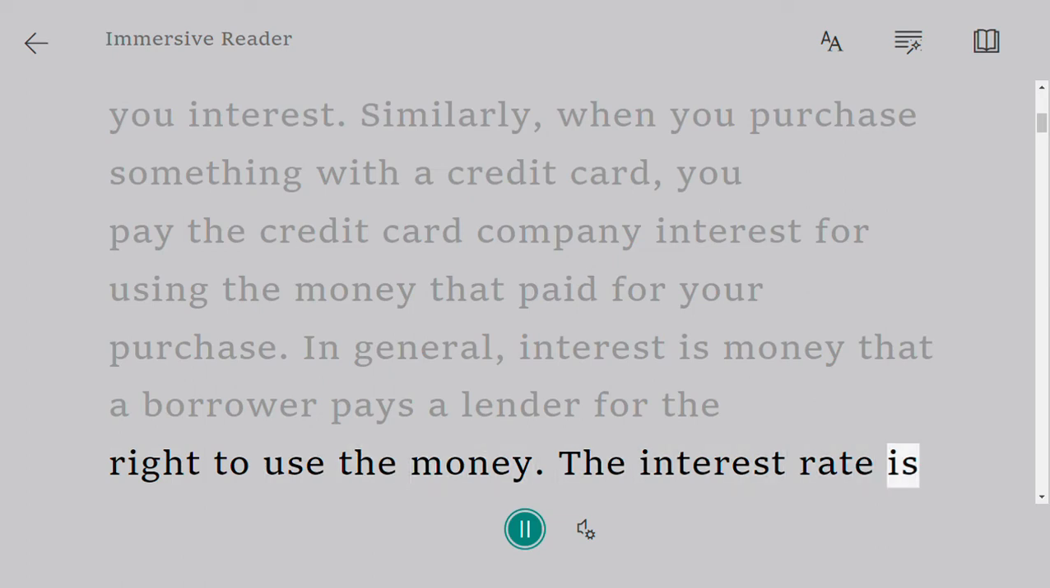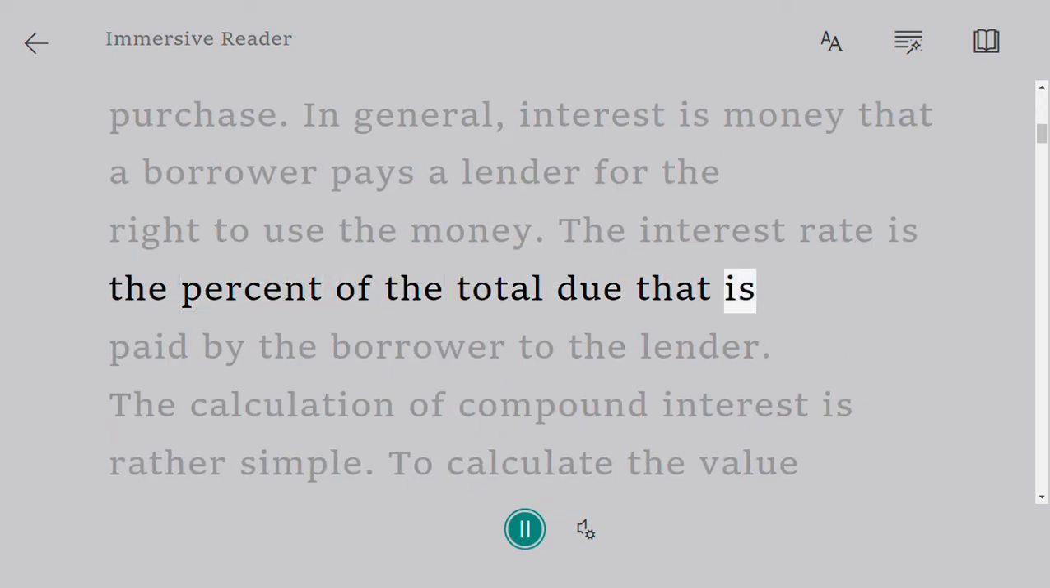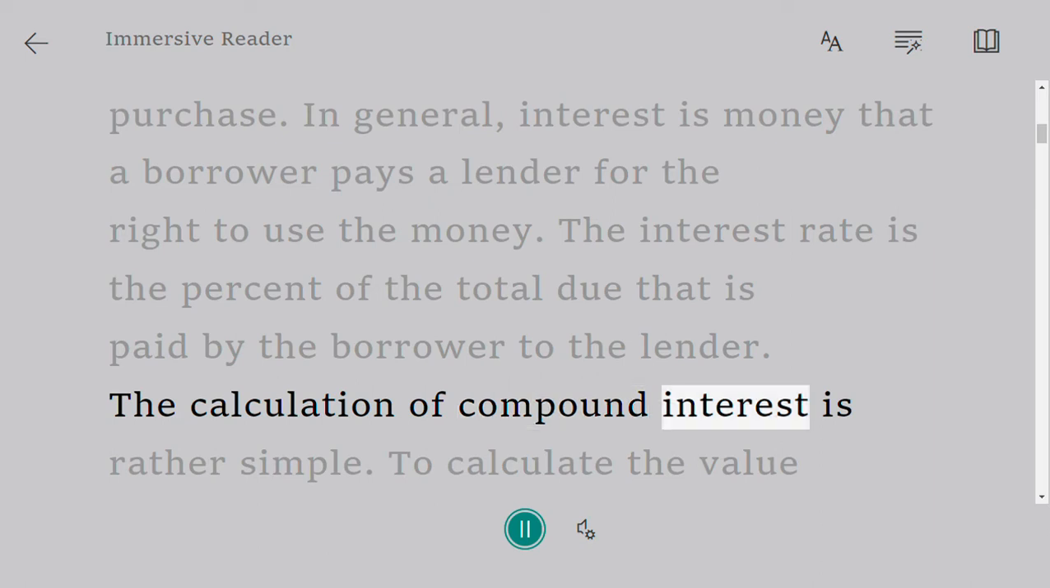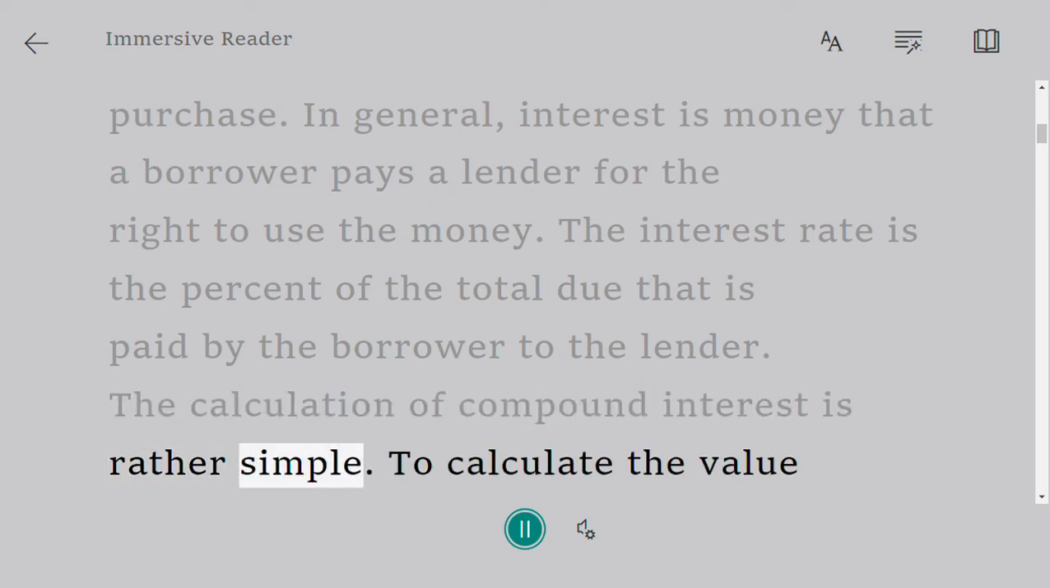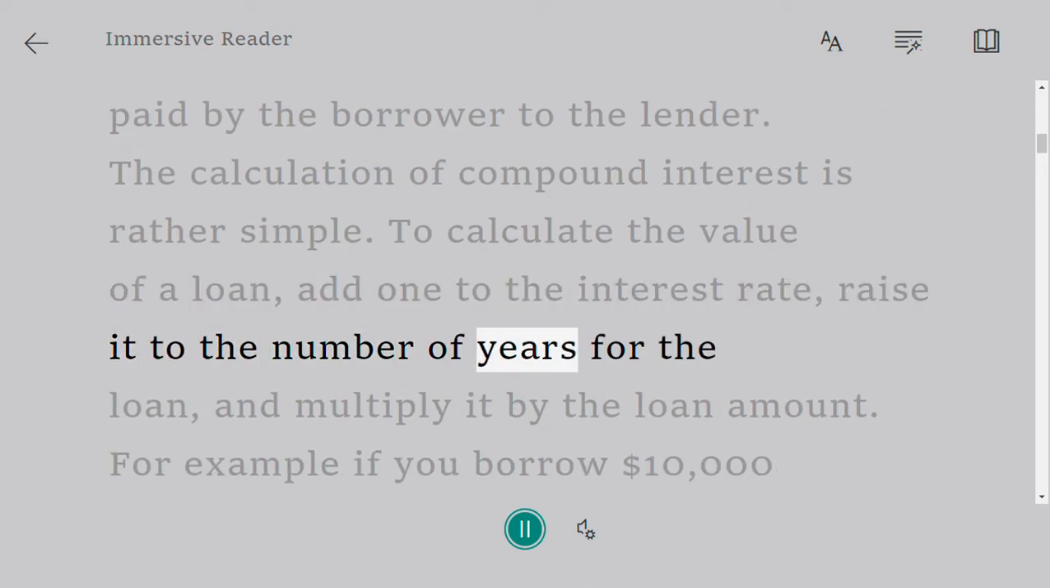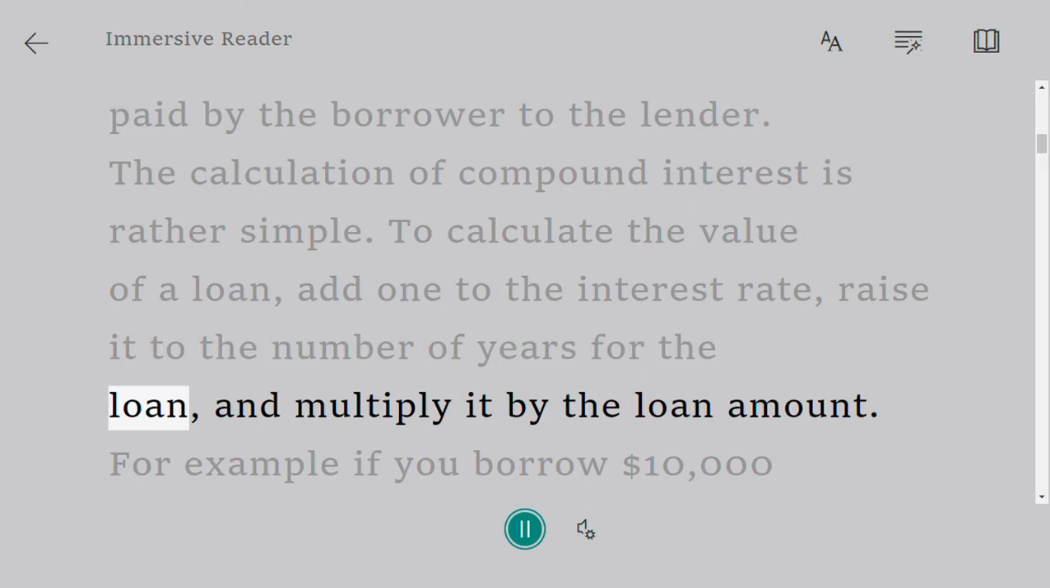The interest rate is the percent of the total due that is paid by the borrower to the lender. The calculation of compound interest is rather simple. To calculate the value of a loan, add 1 to the interest rate, raise it to the number of years for the loan, and multiply it by the loan amount.